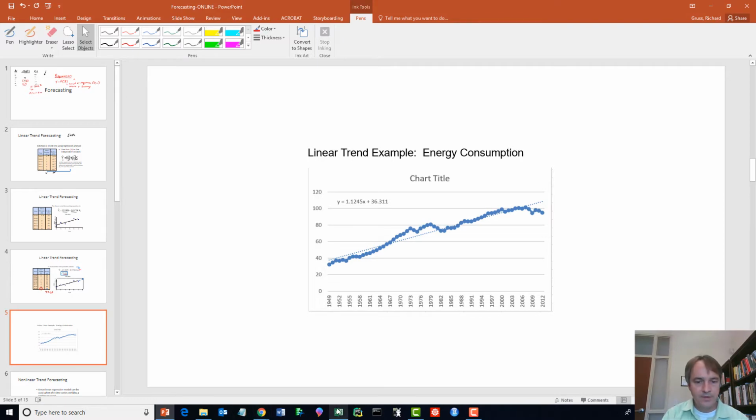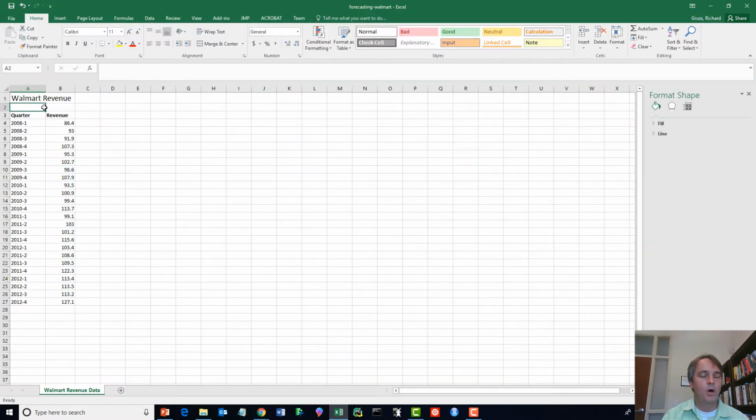Okay, so I have here Walmart revenue data from the first quarter of 2008 up to the fourth quarter of 2012. What we're going to try to do is project. We'll pretend that it's only the fourth quarter of 2012. This just happened to be where my data stopped, and we're going to try to predict the next.